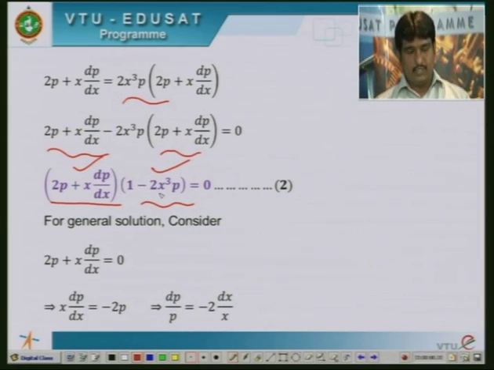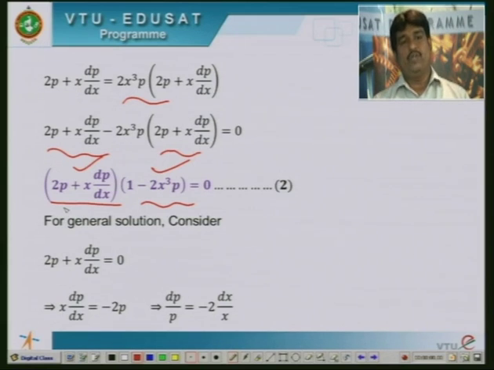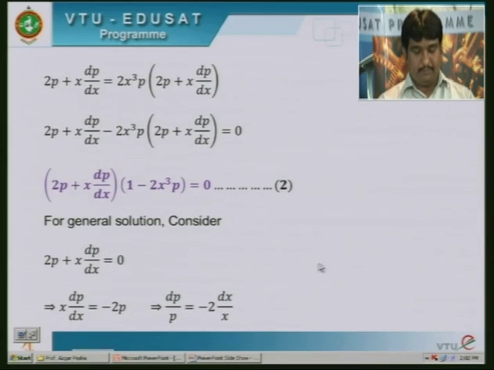So for the general solution, consider 2p plus x into dp by dx equals 0. Now you have to solve this differential equation, which is linear in p and x. We can write this as x into dp by dx equals minus 2p. Separate the variables. You can write this as dp by p equals minus 2 dx by x. Variables are separated here. You integrate it to get p in terms of x involving one arbitrary constant c.